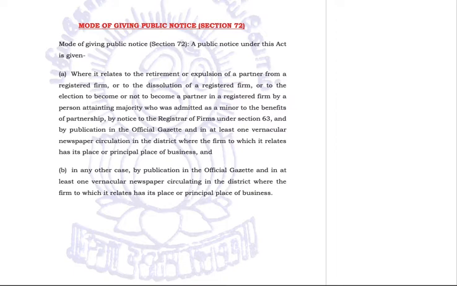Now, section 72 provides the mode of giving public notice. Let us read it. A public notice under this act is given, where it relates to the retirement or expulsion of a partner, when some partner has retired or been expelled from a registered firm. Okay, from only a registered firm. That means an unregistered firm can publish their public notice in other ways as well. From a registered firm or to the dissolution of a registered firm.